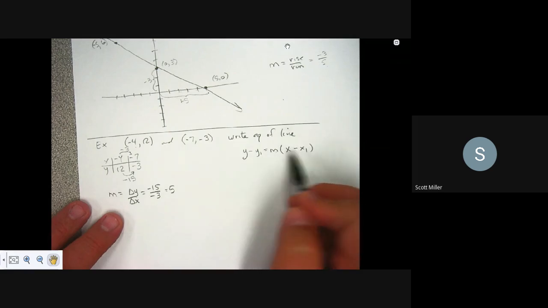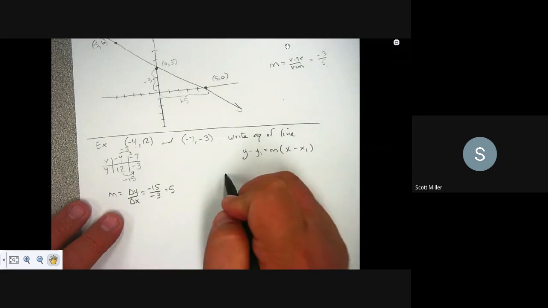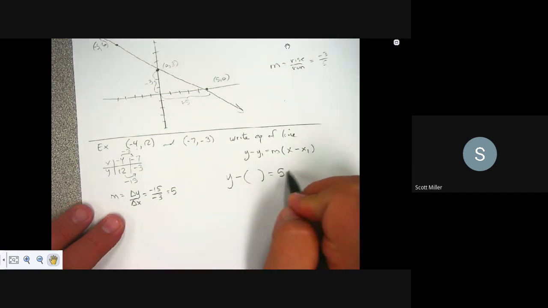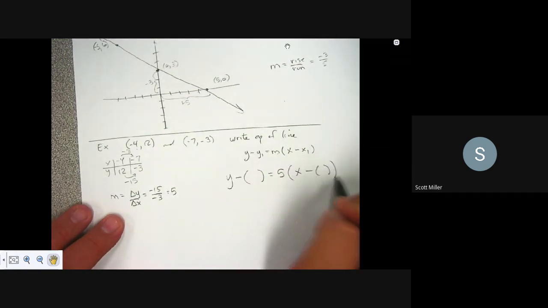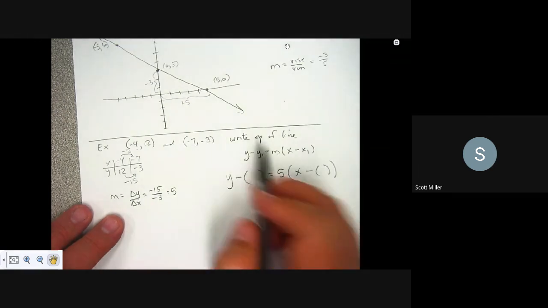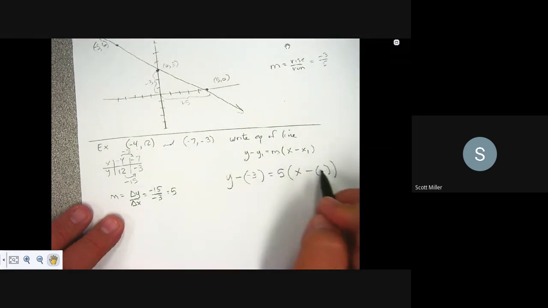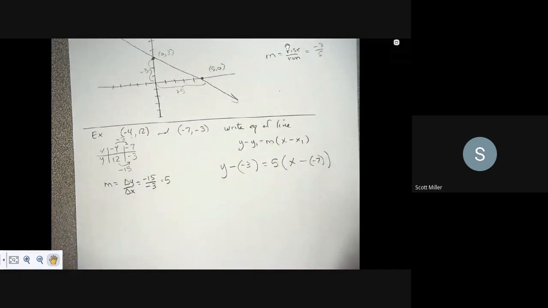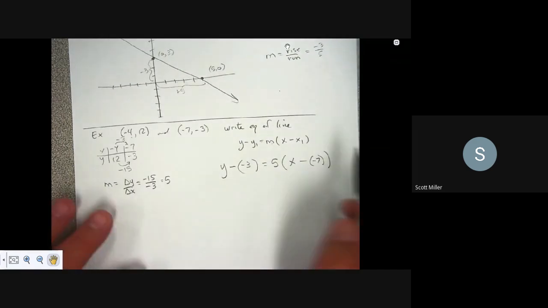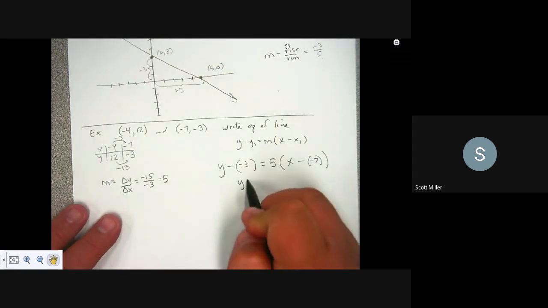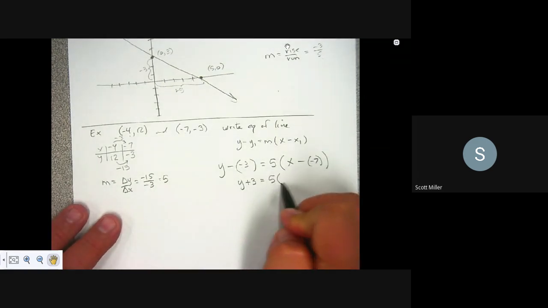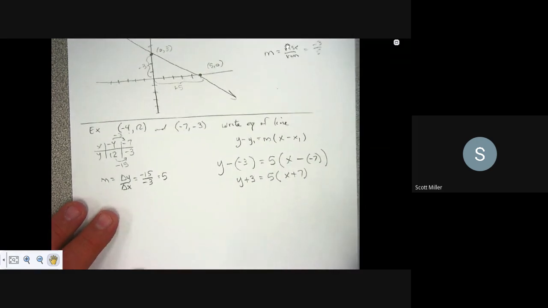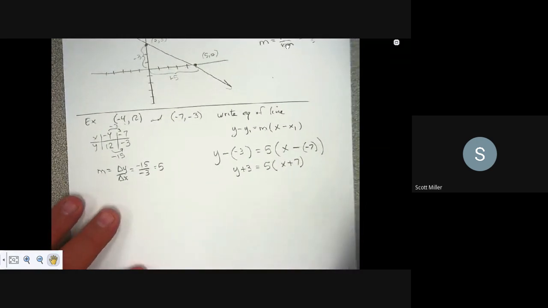The y1 and the x1, use parentheses with it. So y minus the y1, the slope is a 5, x minus an x1. If I use this point, that's -3, and that's -7. If you don't do this, you run the high risk of getting sign errors. Clean up these signs. So this would be y plus 3. This would be x plus 7. So unless they tell you how to write the answer, that's correct.